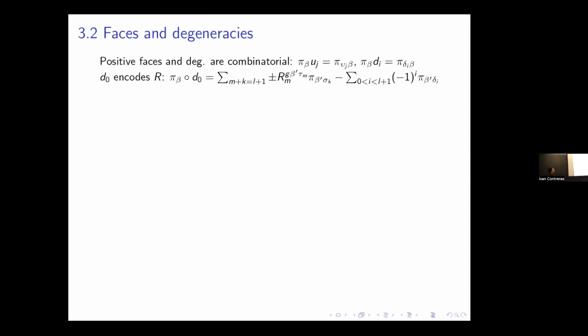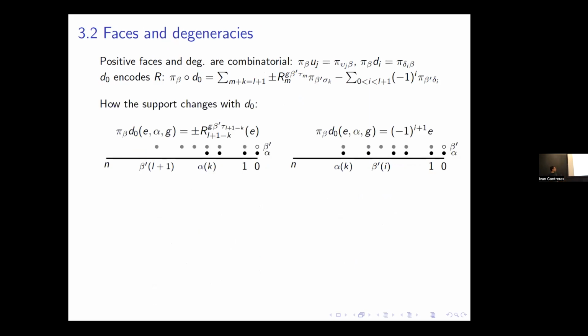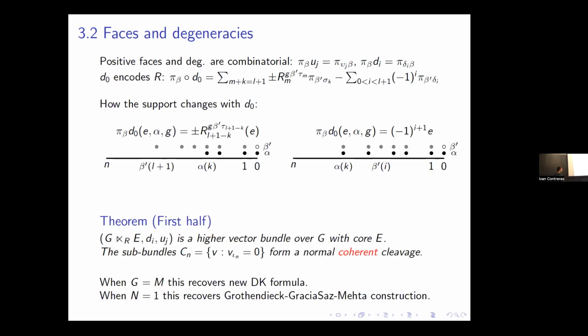And our formulas are a bit crazy. They are over there. I don't have time to explain them, but let me tell you that we show that this semi-direct product that we define with these faces and degeneracies is a higher vector bundle according to our definition. This recovers Dolcan and the Grothendieck construction.